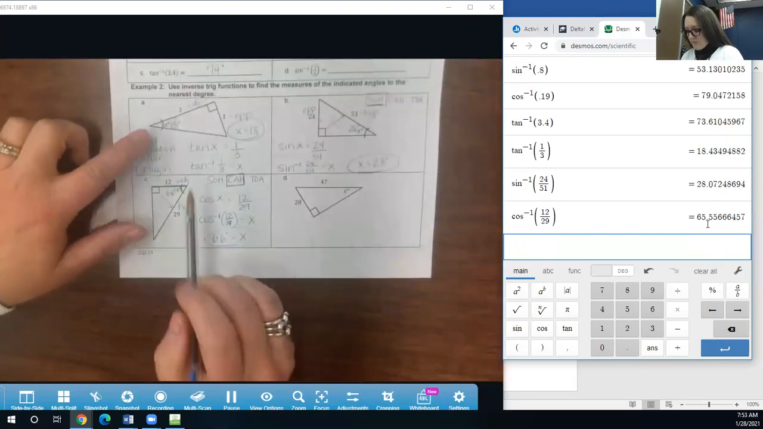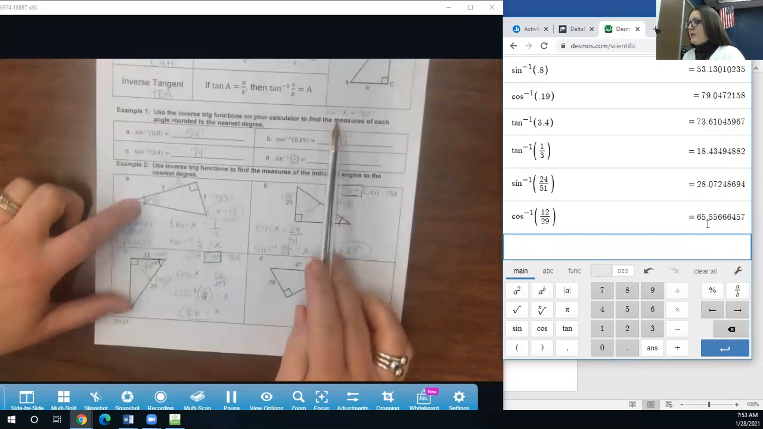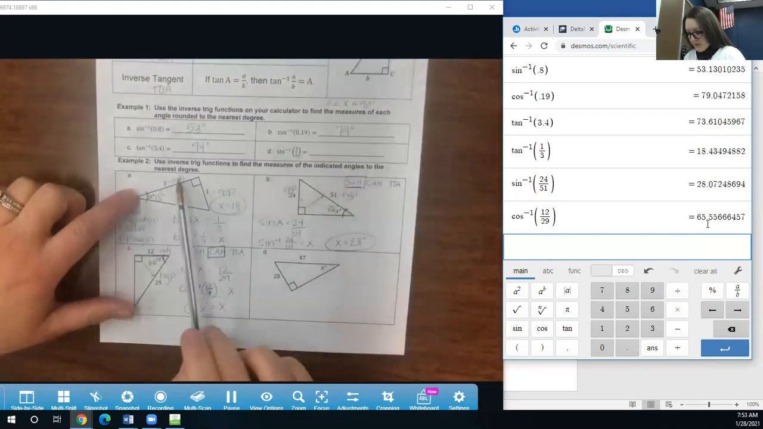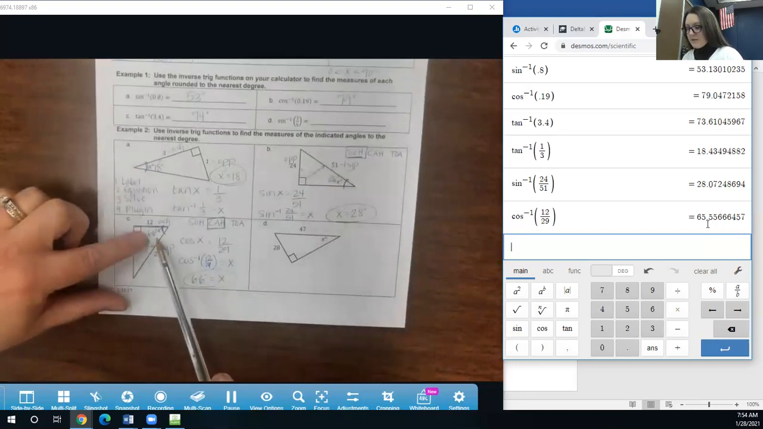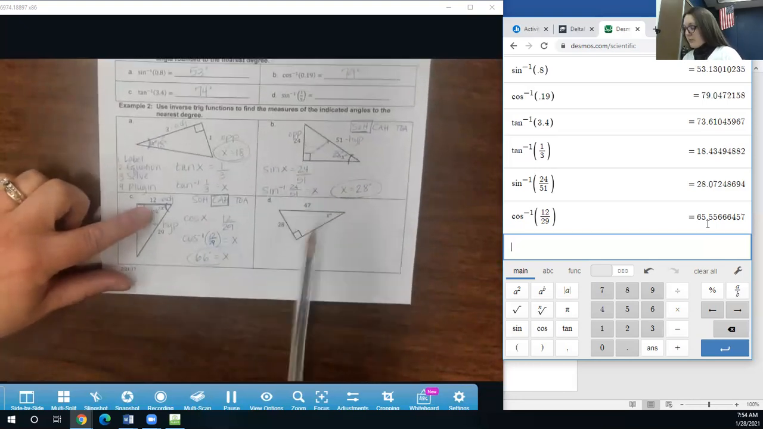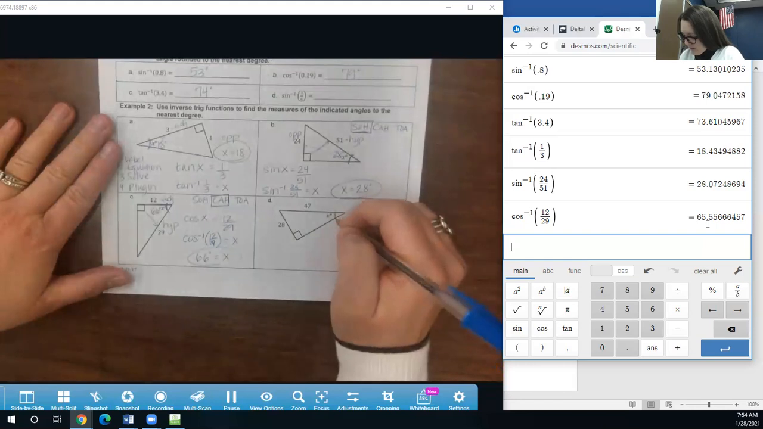All of these make sense. Remember, we said you're going to find an angle between 0 and 90. So this makes sense, it's 18. This makes sense, it's 28. This makes sense, it's 66. We always want to think about the reasonableness of our answers.